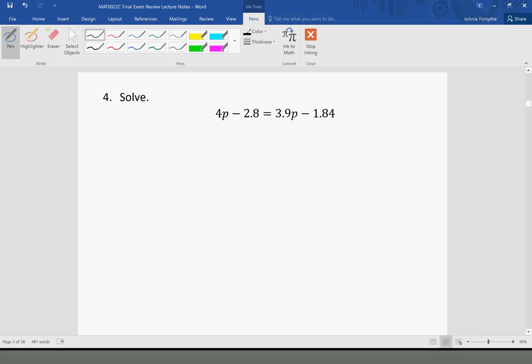So you can do this a couple of ways. You could, if you wanted to, make them all whole numbers by multiplying by a power of 10, or we can keep it as it is. I'll probably just keep it as it is. So let's move all of the p terms to the left-hand side. So I'm going to subtract 3.9p.